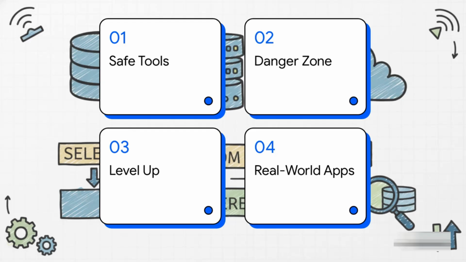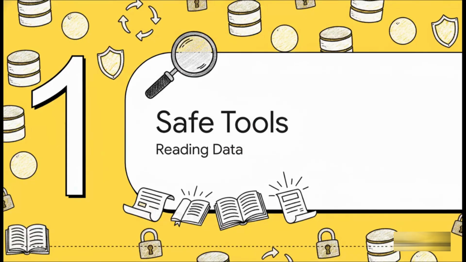Here's our roadmap for today's toolkit. We'll kick things off with safe tools for reading data, then step into the danger zone of modifying data, level up by joining data, and finally wrap up with real-world applications. All right, Section 1, Safe Tools. This is all about reading data.